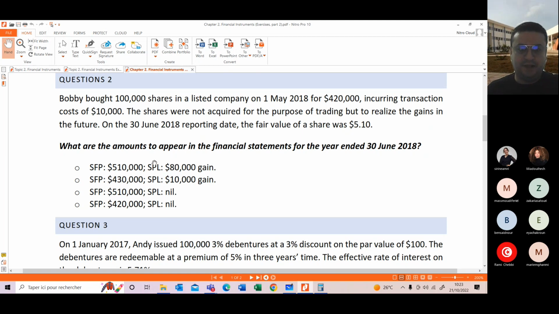And you're totally right. I apologize for the error, guys. It's SFP 510, SPL 80,000 is not correct. Put the correct one and put SCI, the statement of comprehensive income, as the only one that should be correct. But in that case, A is not correct, B is not correct, and C is correct.